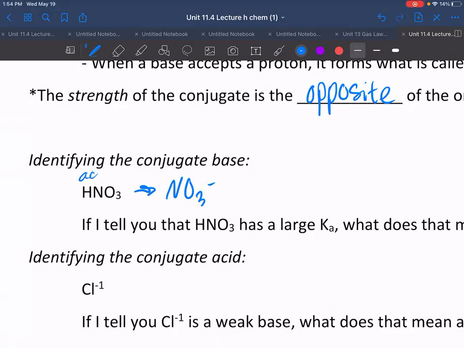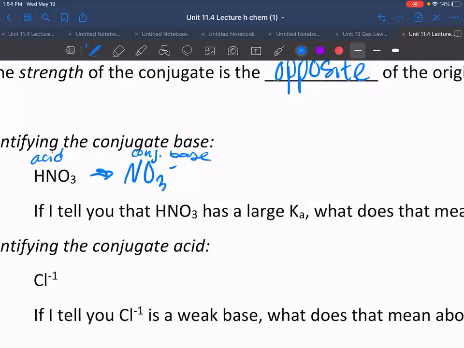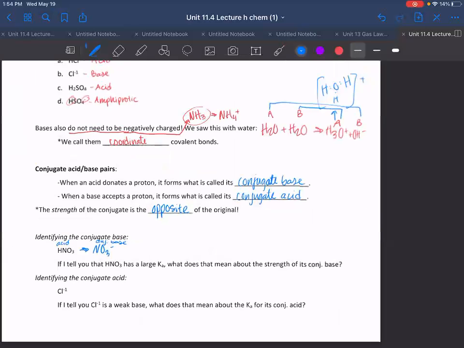So acid, conjugate base. This would be a pair. Now, if I tell you that HNO3 is strong, what does that tell you about the reactivity of NO3? It's weak. So this is a weak base.